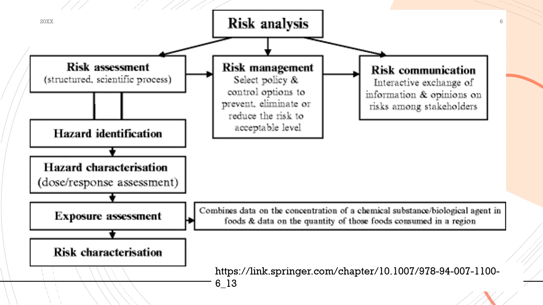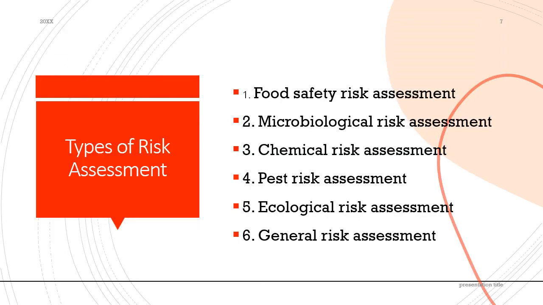After we evaluate the risk assessment, we evaluate risk management by selecting a policy or control option to prevent, eliminate, or reduce the risk to an acceptable level. And once we set the policy or methods, we communicate to the community to interact and exchange information, opinions, and risk among the stakeholders. This is the process of risk analysis.